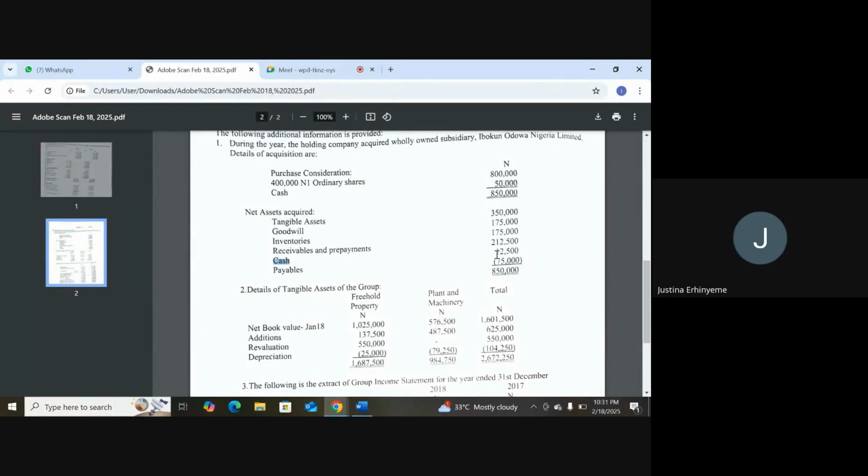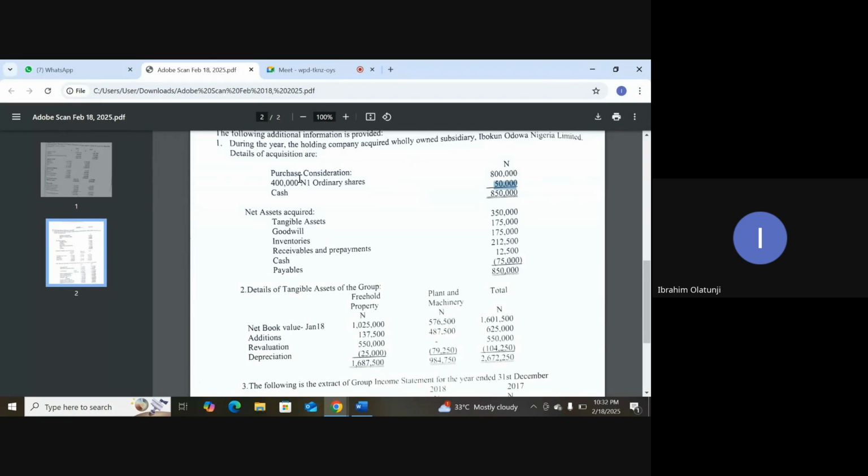12,500. So it means that when you pay a purchase consideration of 50,000, there's a net asset of 12,500. So you have to deduct this 12,500 from this 50,000, because this is the net asset acquired.